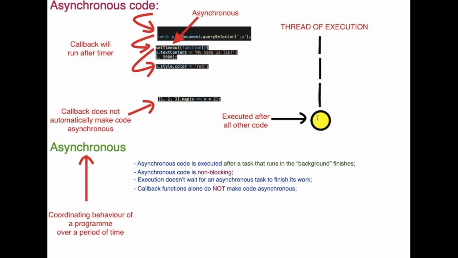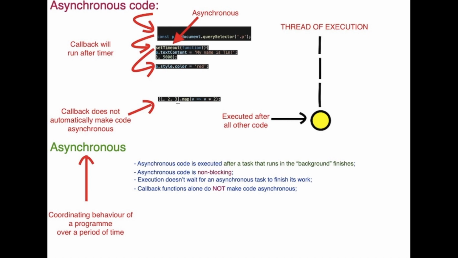However, that does not mean that callback functions automatically make code asynchronous. This is just not the case. For example, the array map method accepts a callback function as well, but that does not make the code asynchronous. Only certain functions such as setTimeout work in an asynchronous way. We just have to know which ones do and which ones don't. But please understand this very important fact, that callback functions alone do not make code asynchronous. That's essential to keep in mind.